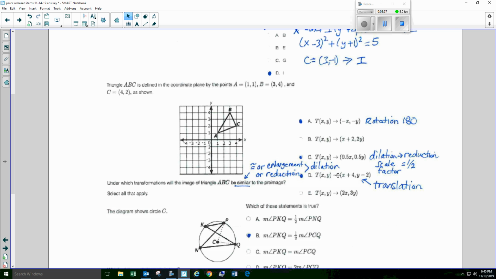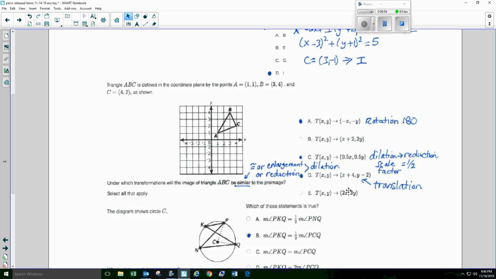That's similar. And this one here is another translation, like the first one that we've seen over and over. So the translation means it's congruent, which is also similar. And this one changes, doubles the x sides, but triples the y's.